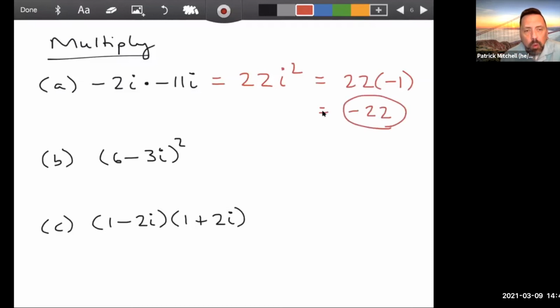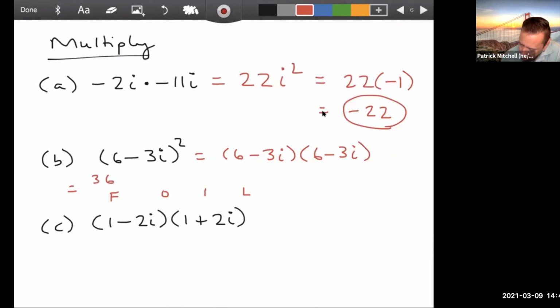Next, we have the square of 6 minus 3i. Remember to FOIL this, or use your special pattern for squaring a binomial. Either one of those will work. I think most people tend to like FOIL, so I'll go with FOIL. 6 times 6 is 36. 6 times negative 3i is minus 18i. Negative 3i times 6 is another minus 18i. And then negative 3i times negative 3i is plus 9i squared.